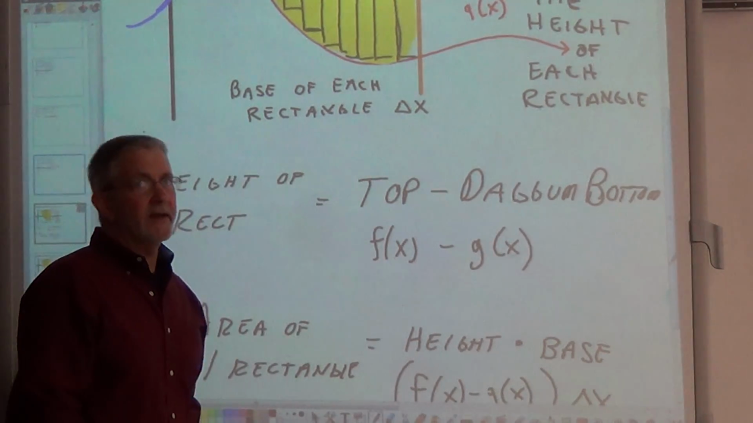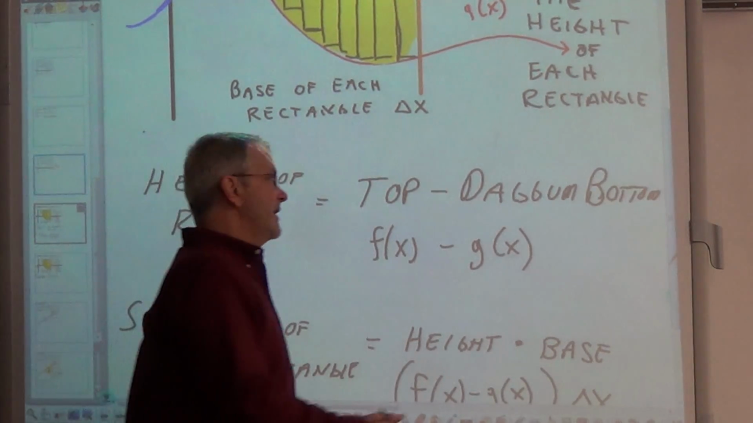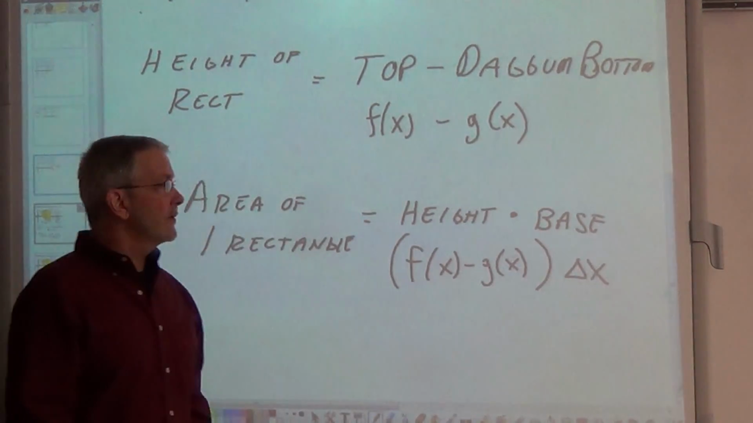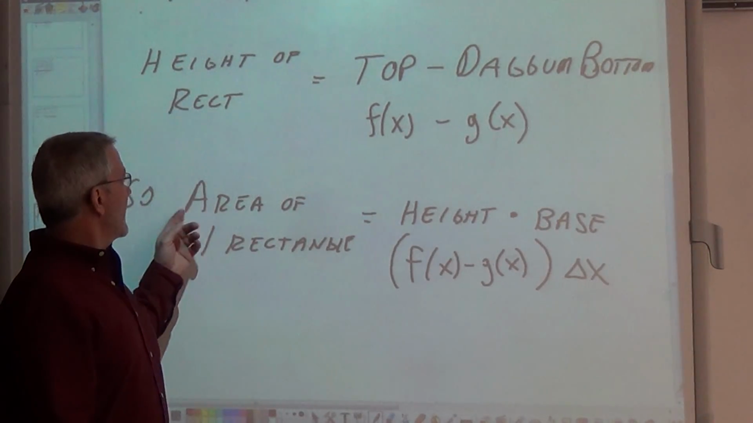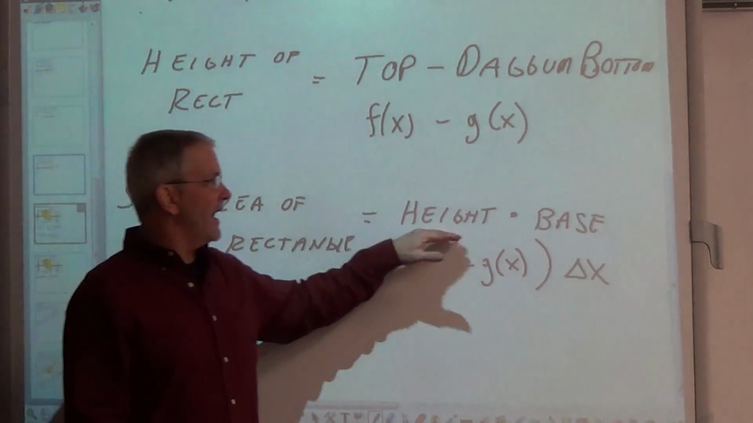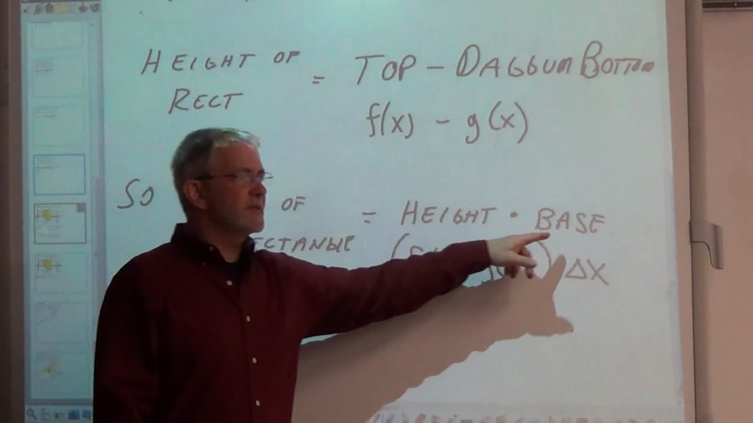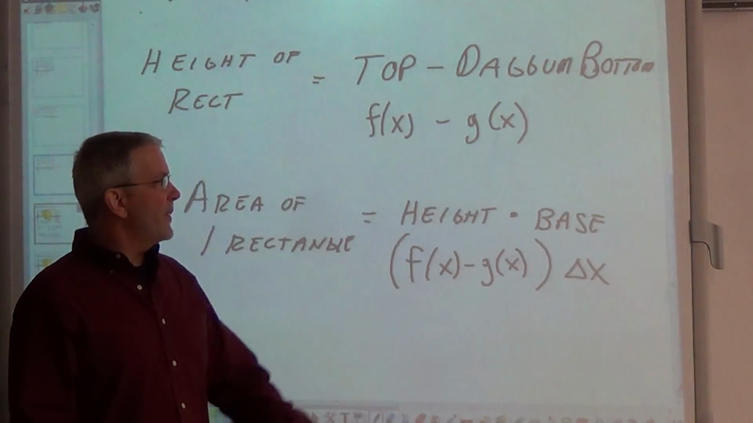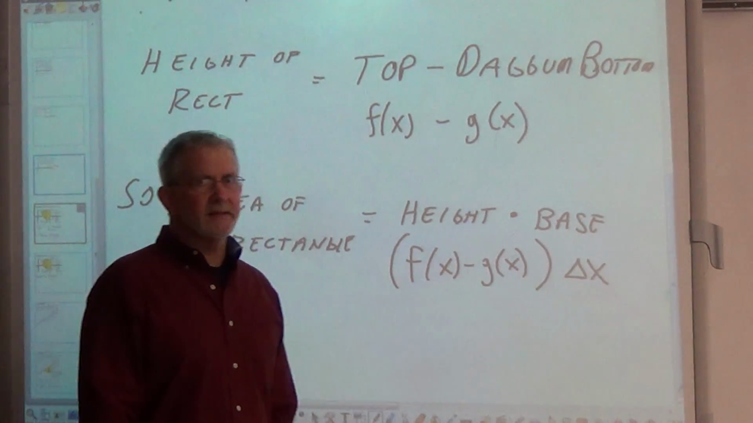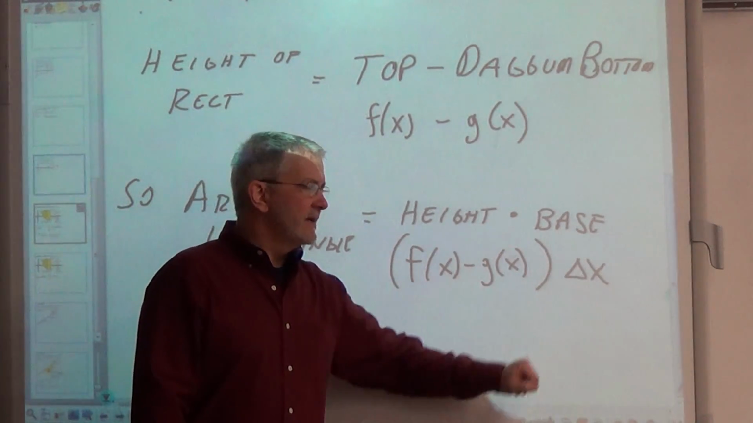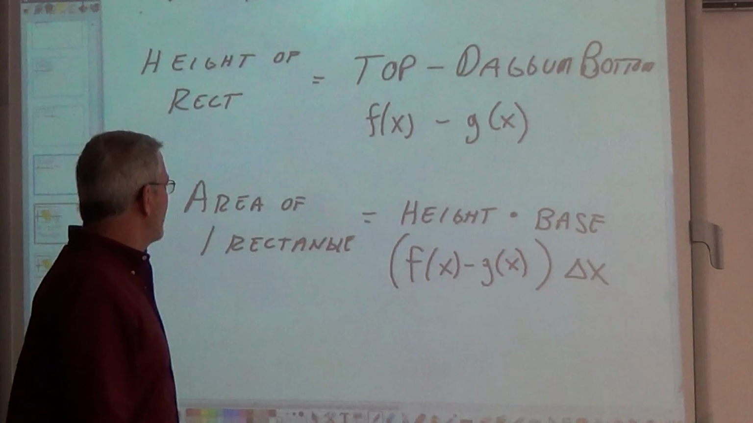So now the area is very easy. Similarly, as we did when we were finding definite integrals, the area of one rectangle is going to be the height times the base, or the base times the height. The base in this case is delta x. The height in this case is f minus g. Height times the base is the area of one rectangle.